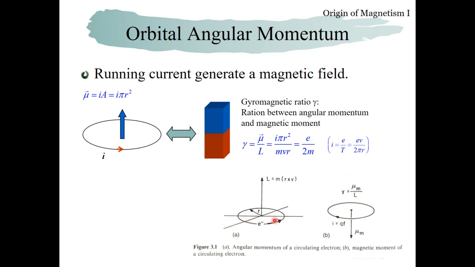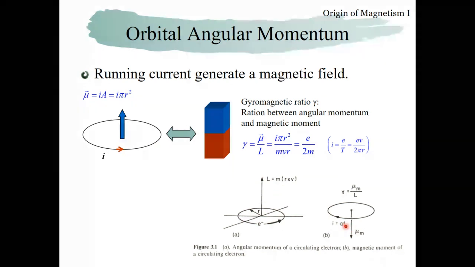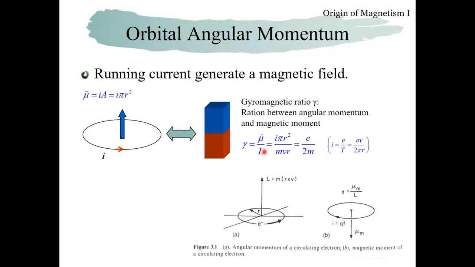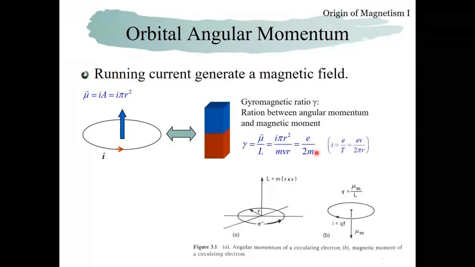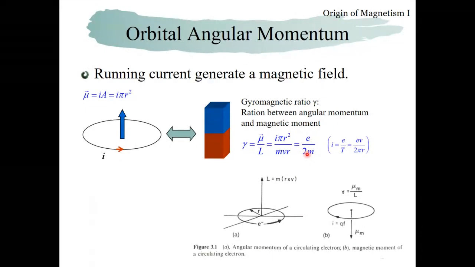And also, if we have a motion of the electron, not the positive charge, and the direction of the angular momentum is, let's say, the positive z direction, the magnetic moment from this electron motion is in the opposite direction to the angular momentum. They are parallel, and the only difference is the direction. The ratio between the angular momentum and the magnetic moment is defined by the gyromagnetic ratio, called gamma, and it consists of very basic quantities, the charge of the electron and the mass of the electron.